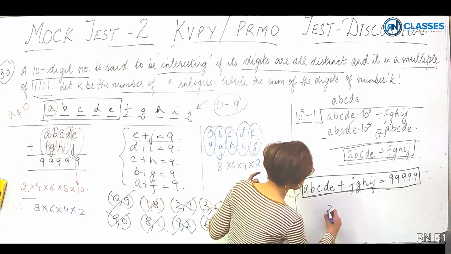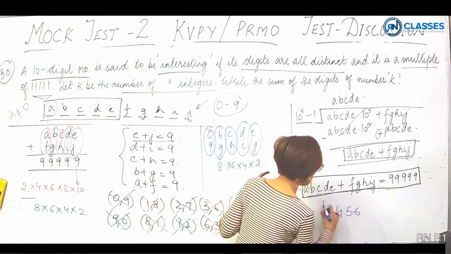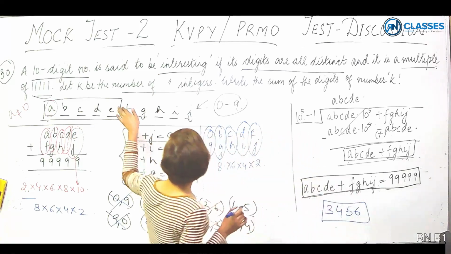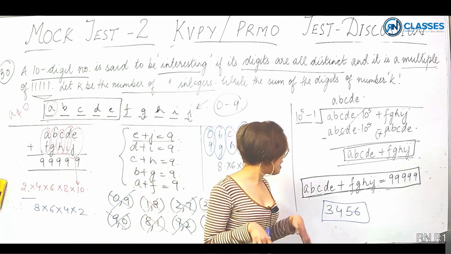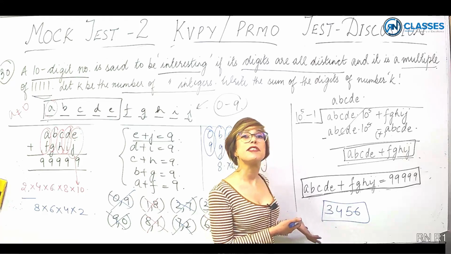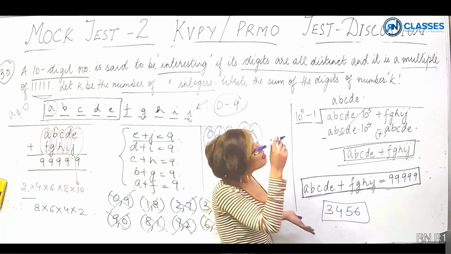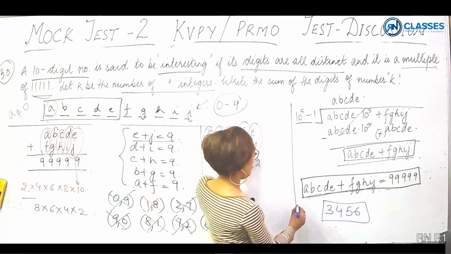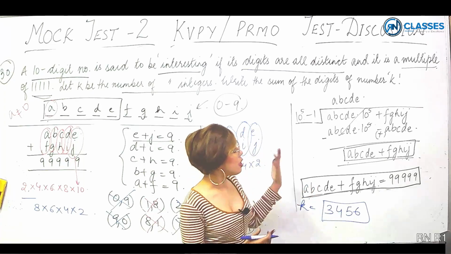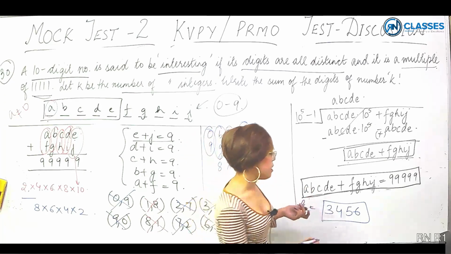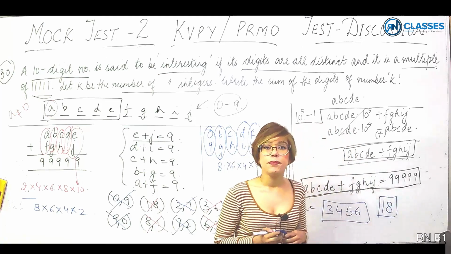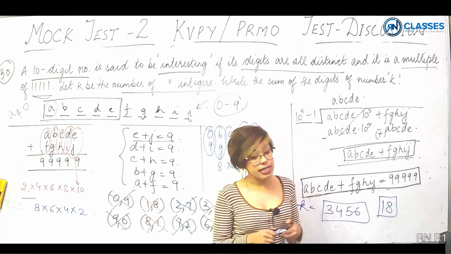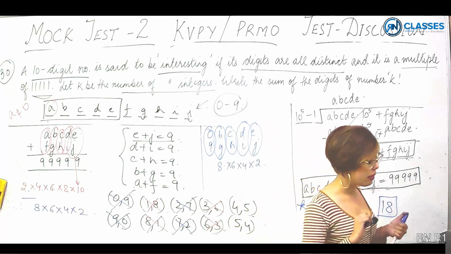I'll write it here. 3, 4, 5. Right? This is the number of interesting digits. Now, the number of interesting digits is also interesting because 3, 4, 5, 6. Right? So, then K is this. Write the sum of the digits of number K and that turns out to be 18, which is the final answer. Right? So, obviously as you can see, the last question was the most interesting one.